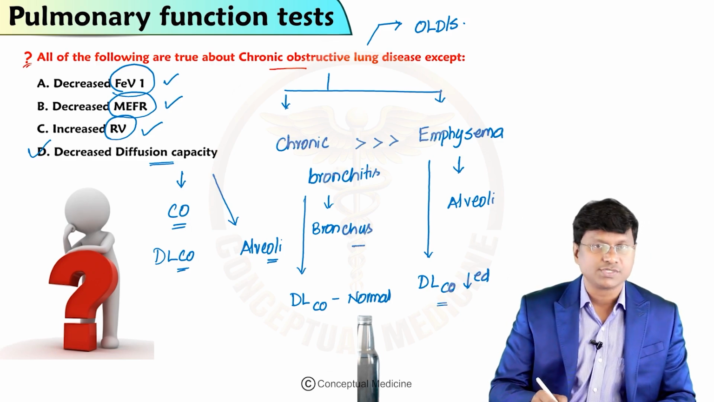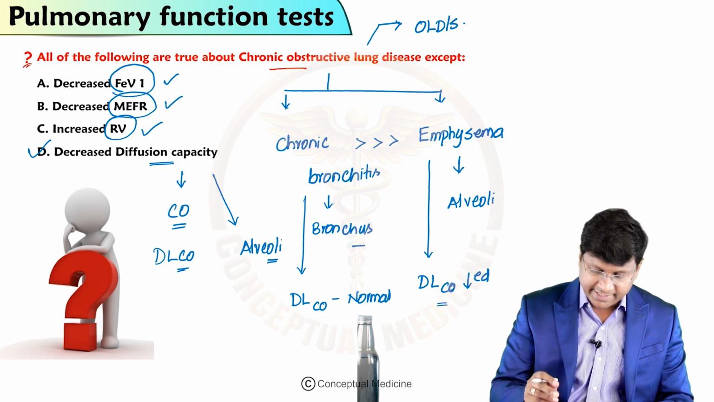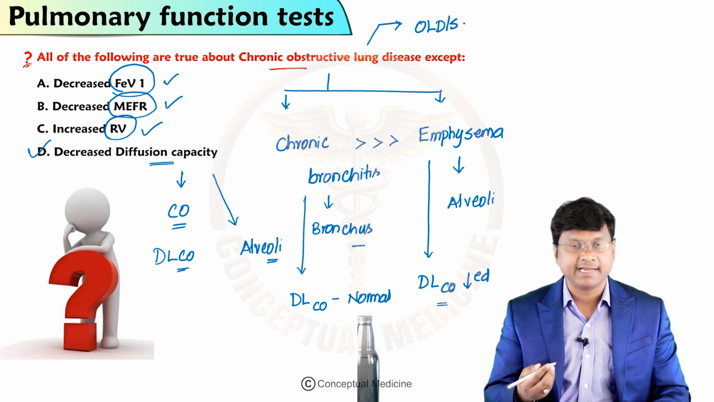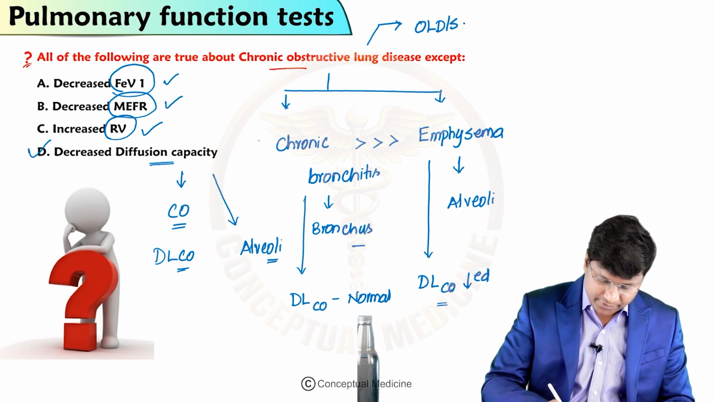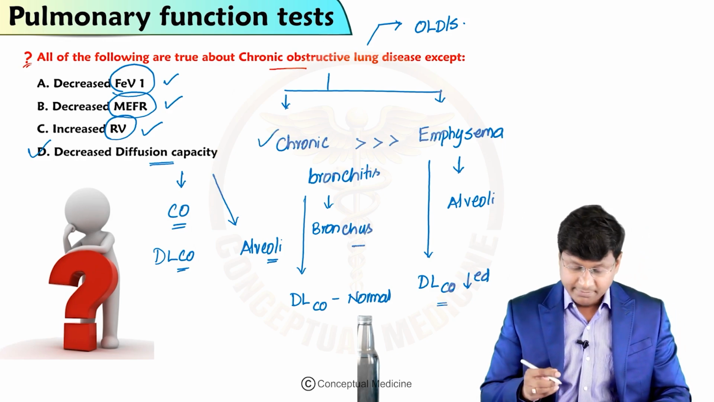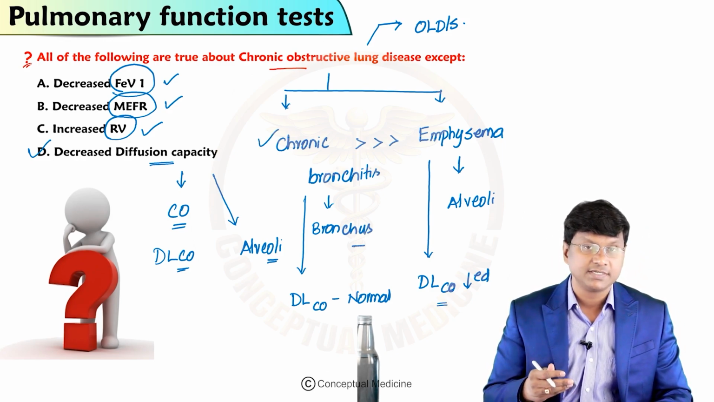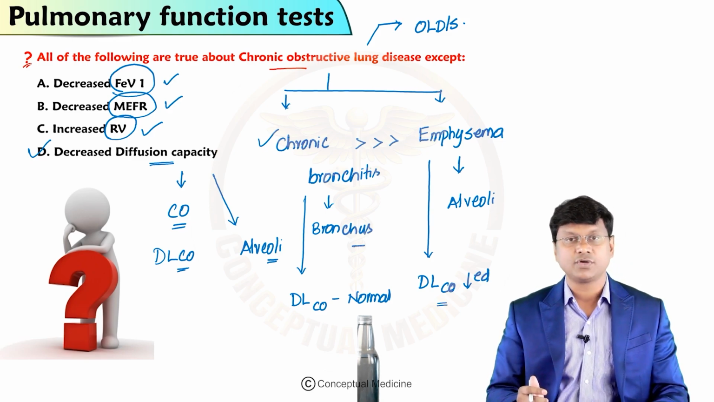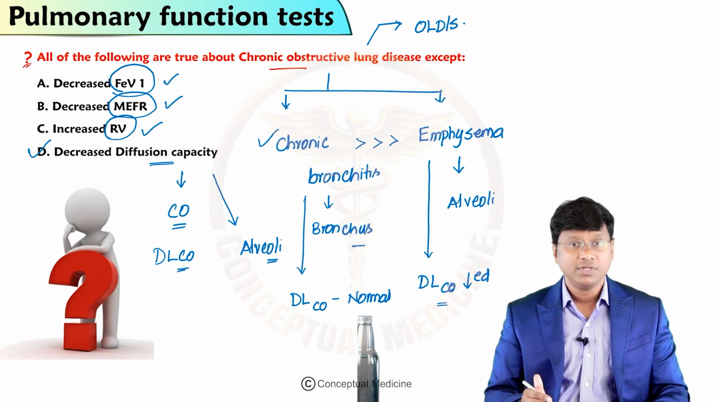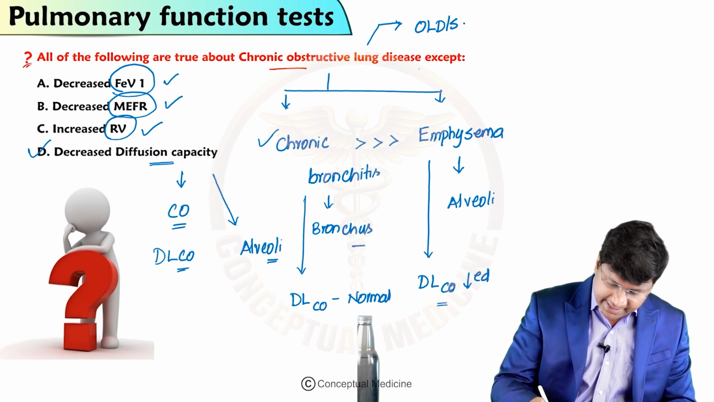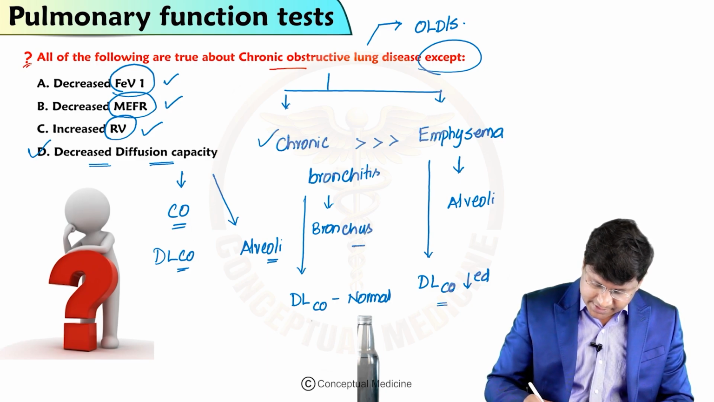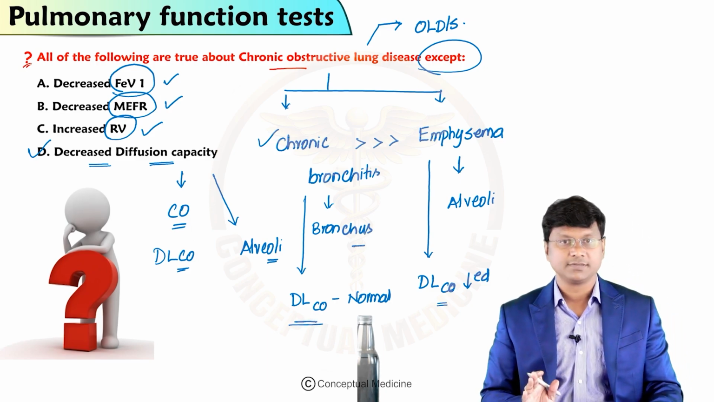In patients with emphysema, the DLCO, that is diffusion capacity of the lung for carbon monoxide, will be decreased. In the question it is not mentioned clearly whether it is chronic bronchitis or emphysema. So what do I have to think now? I have to think of chronic bronchitis itself, because chronic bronchitis is more common compared to emphysema in chronic obstructive lung disease. That is the reason why the incorrect statement is decreased diffusion capacity, since in chronic bronchitis the DLCO is normal.